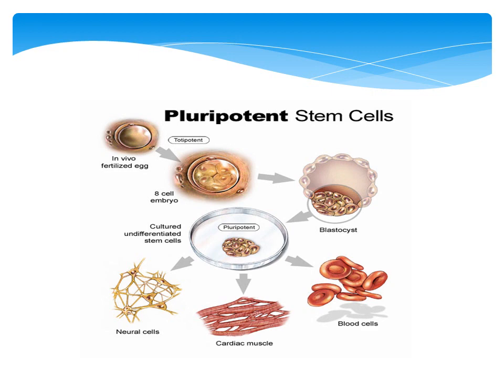Here again is another picture where the in vivo fertilized egg, which is totipotent, in the 8-cell embryo stage becomes a 16-cell blastula, and from the blastula, the blastocyst is shown here. The inner cell mass is taken out. They are the embryonic stem cells, and they are pluripotent, and can become any type of cell. It can become a blood cell, cardiac muscle, or a neural cell.